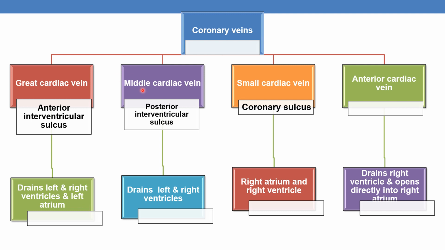The next is the middle cardiac vein. The location is the posterior interventricular sulcus, and it drains the left and right ventricles. The next is the small cardiac vein. The location is the coronary sulcus, and it drains the right atrium and right ventricle. Next is the anterior cardiac vein, which drains the right ventricle and opens directly into the right atrium.